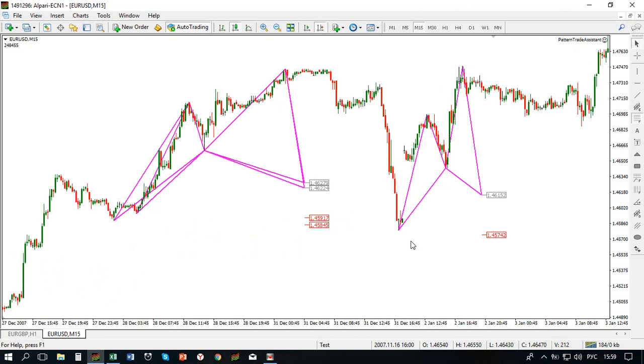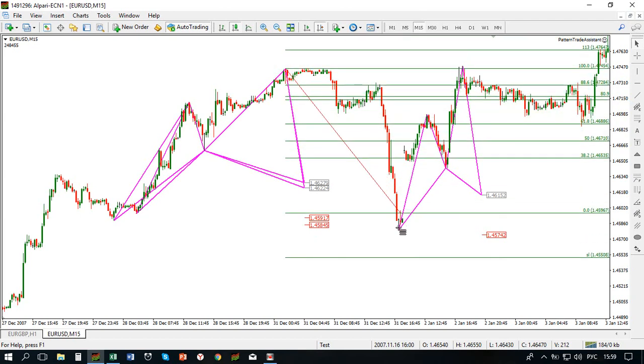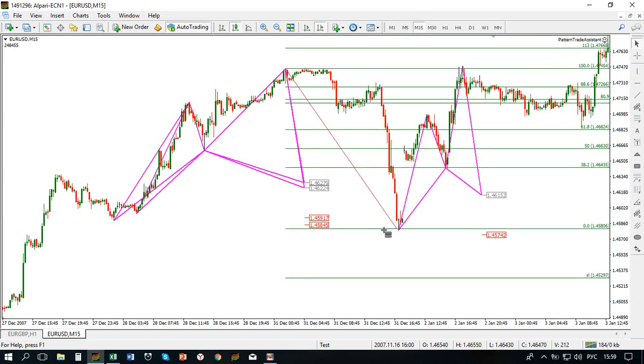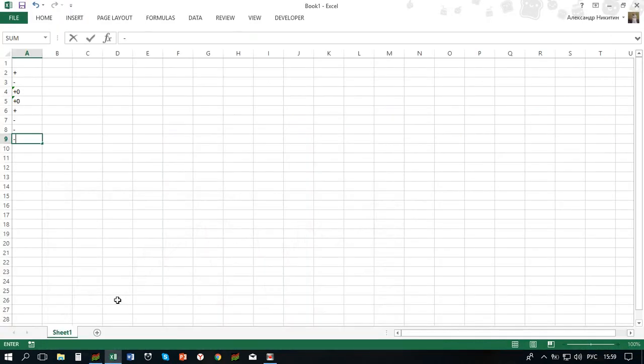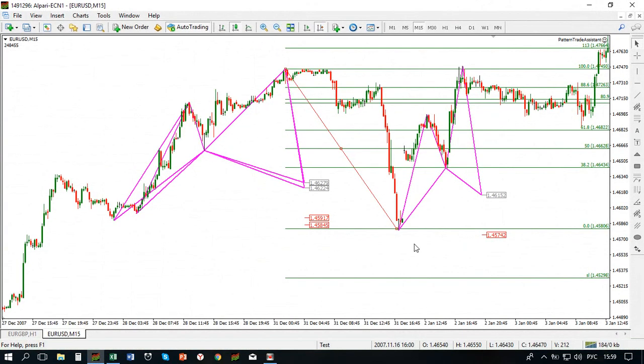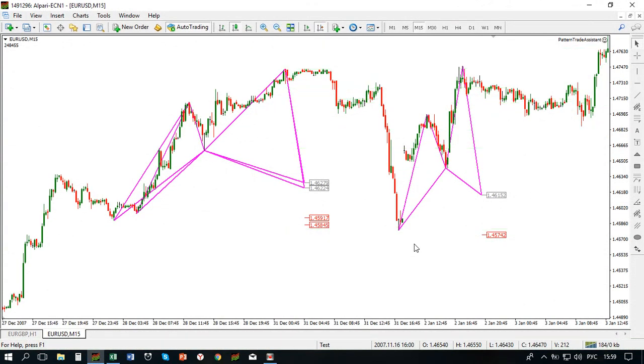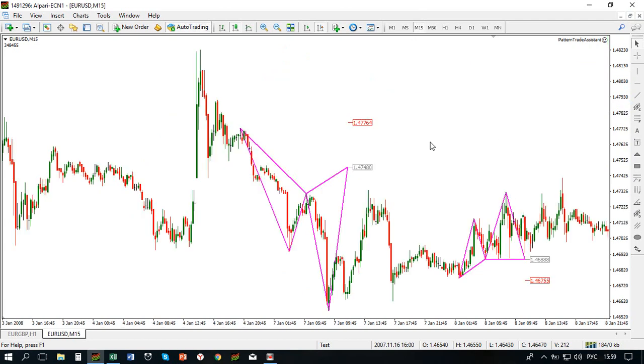Nothing here. This one, we have two ciphers coinciding. Take the largest. This is the rule. Instead of two, take only one. Stretch the fibs, and it hit the stop loss. Obvious loser. This one didn't trigger. This one was pretty close to entry, but nope, didn't trigger.